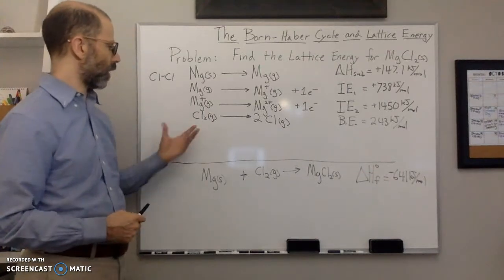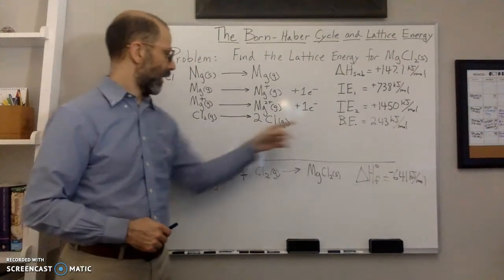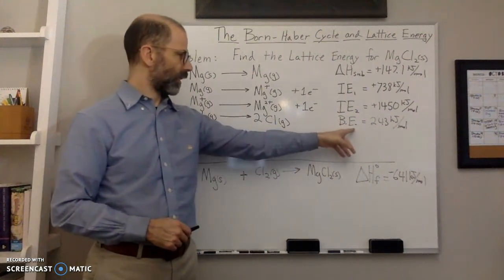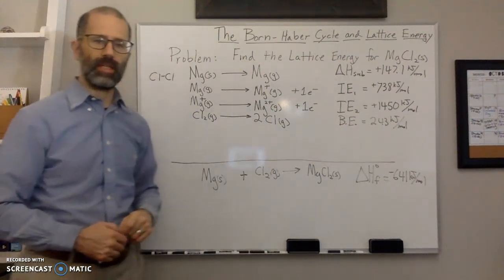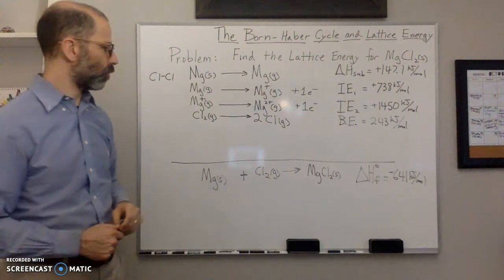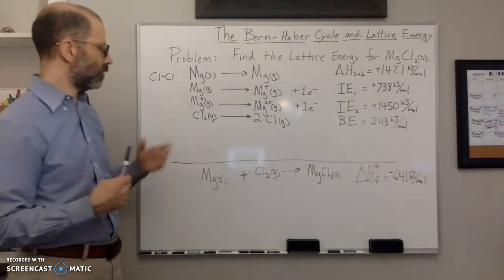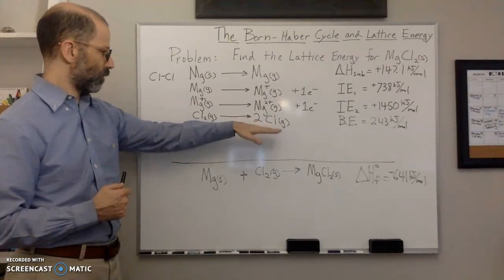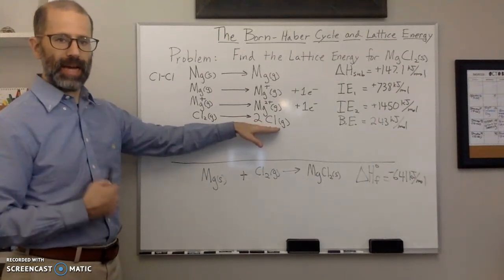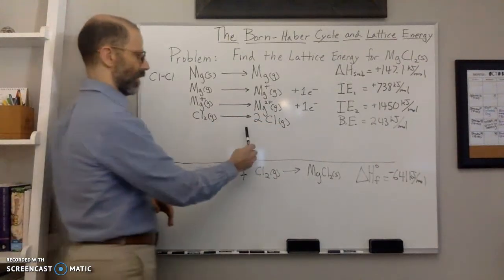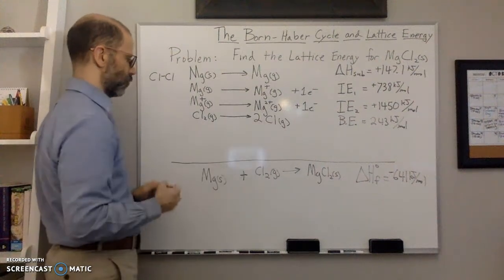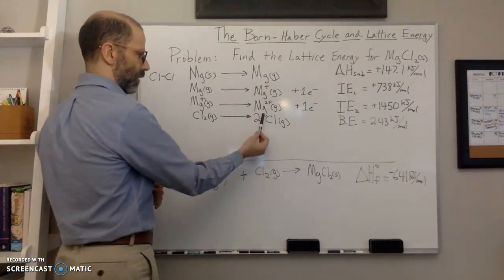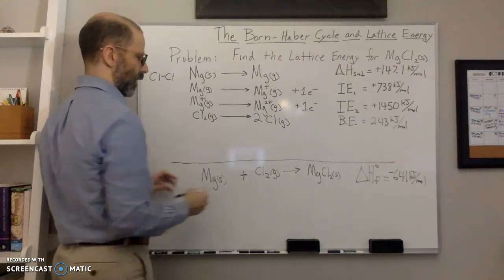So where we left off, we had broken up our chlorine into two atoms, and we have the bond energy that was needed to do that for 1 mole of chlorine. The next thing we want to do is make sure that we have this as an anion. So we want to make this into an ionic gas as well. We have our gaseous magnesium ion that we want. Now we need to make this into an ion.